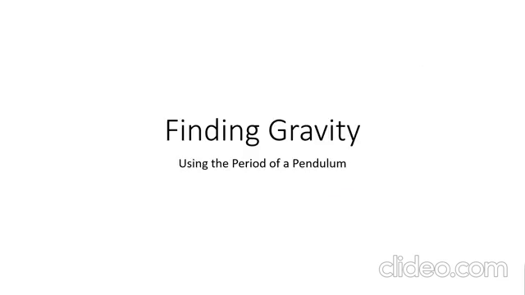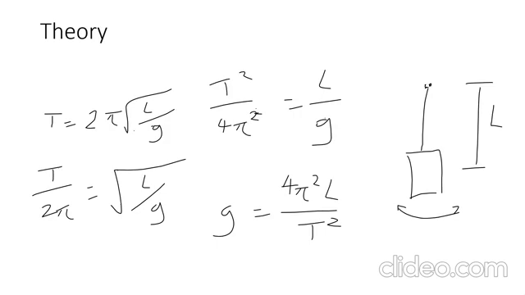Okay, so for this experiment, we will be finding the value of gravity using the period of a pendulum, which is recorded using the pendulum tool in Phyphox. Now, the period of a pendulum is equal to 2 pi times the square root of length divided by g, where length is the distance from the center of gravity of the thing swinging on the pendulum to the end of the string.